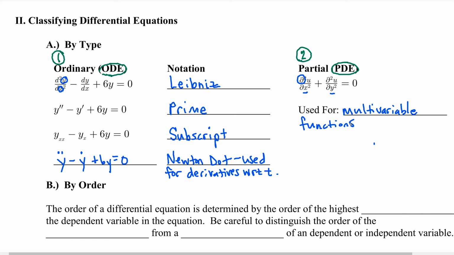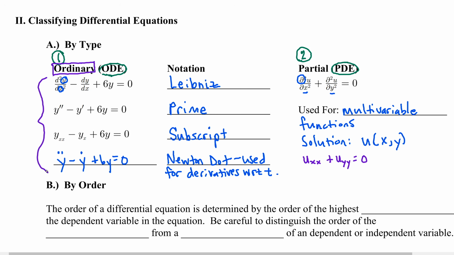In the case of this partial differential equation, the solution would be some function u of independent variables x and y. And just for some variety here, we could also do this with the subscript notation, u sub xx plus u sub yy equals 0. So there's a variety of notation used with partial differential equations as well. But again, our focus is ordinary differential equations, and you will see them expressed using a variety of notations throughout the course.